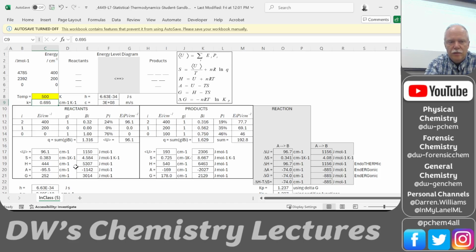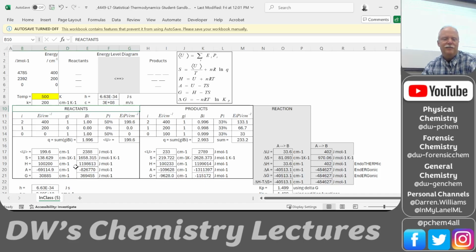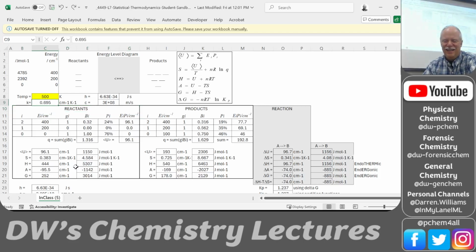Okay, let's go to 200. Oh, I changed Boltzmann's constant. Let's go back up there. 200. Yeah. So it's endothermic and not spontaneous at 200 Kelvin. At 500 Kelvin, it's endothermic and spontaneous. So it's a good example. These are some of the things that you can do with the sandbox. Just know how to calculate each individual square.